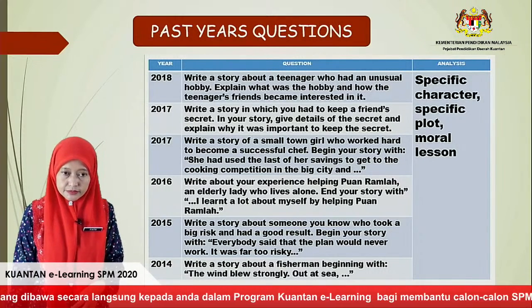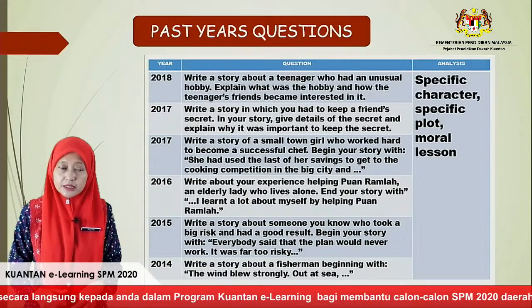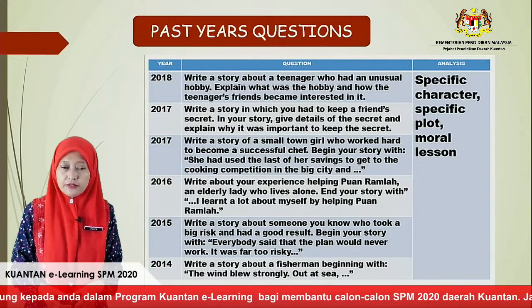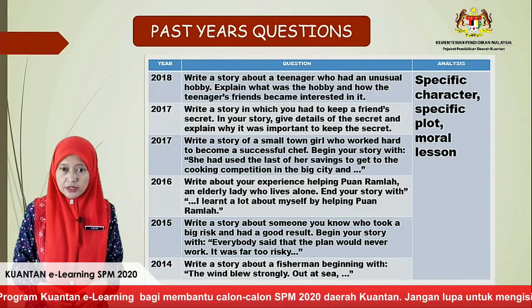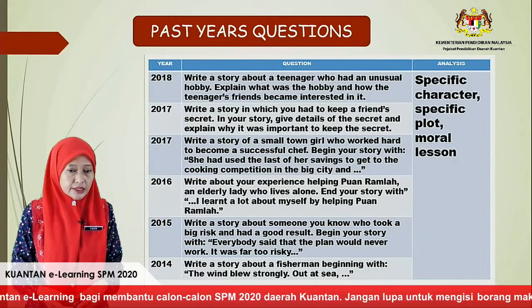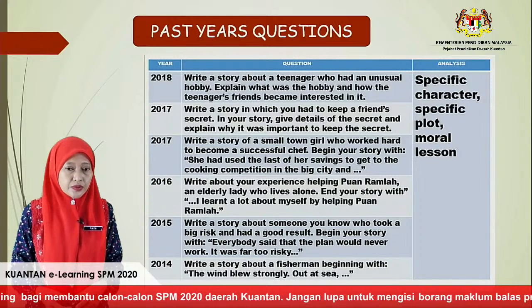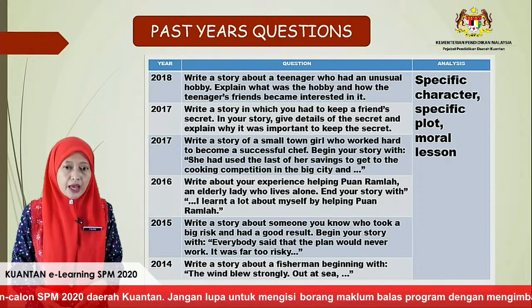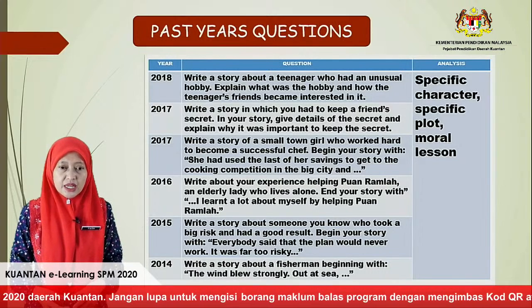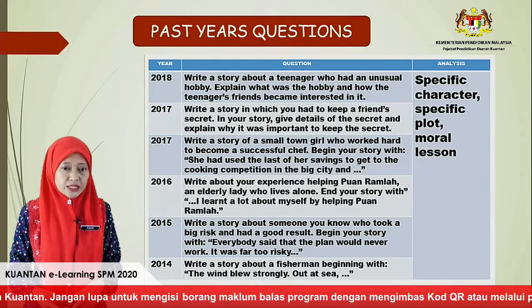Okay. Now we go to the year before that, 2015. Write a story about someone you know who took a big risk and had a good result. Begin your story with, everybody said that the plan would never work. It was far too risky.